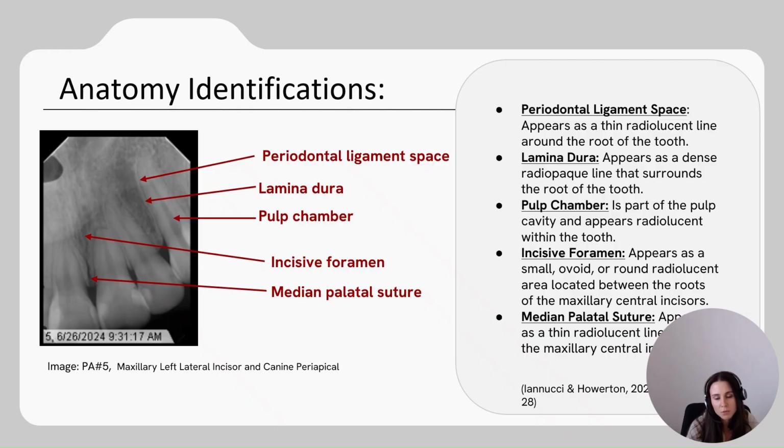The incisive foramen appears as a small ovoid or round radiolucent area located between the roots of the maxillary central incisors. And then lastly, on the very bottom where the arrow is pointing, in between teeth 8 and 9, is the median palatal suture, which appears as a thin radiolucent line between the maxillary central incisors.